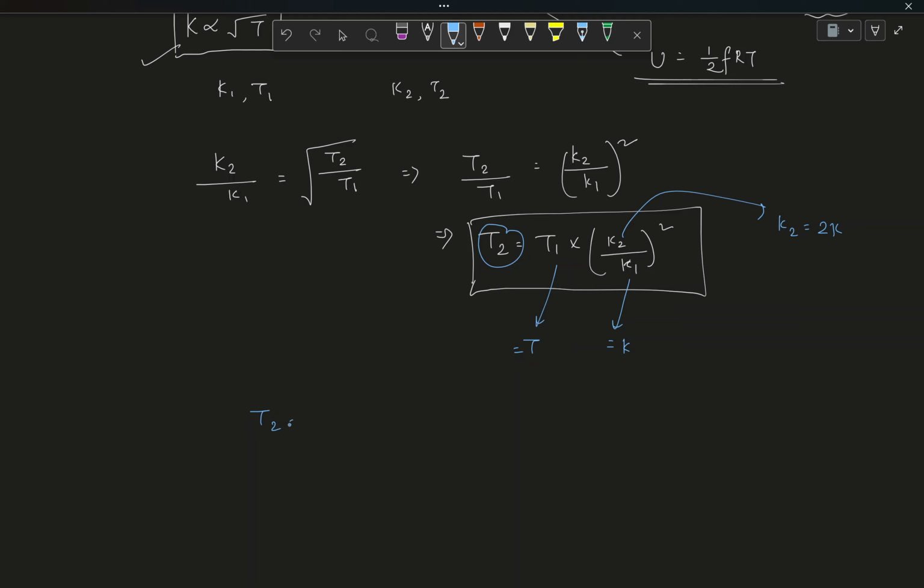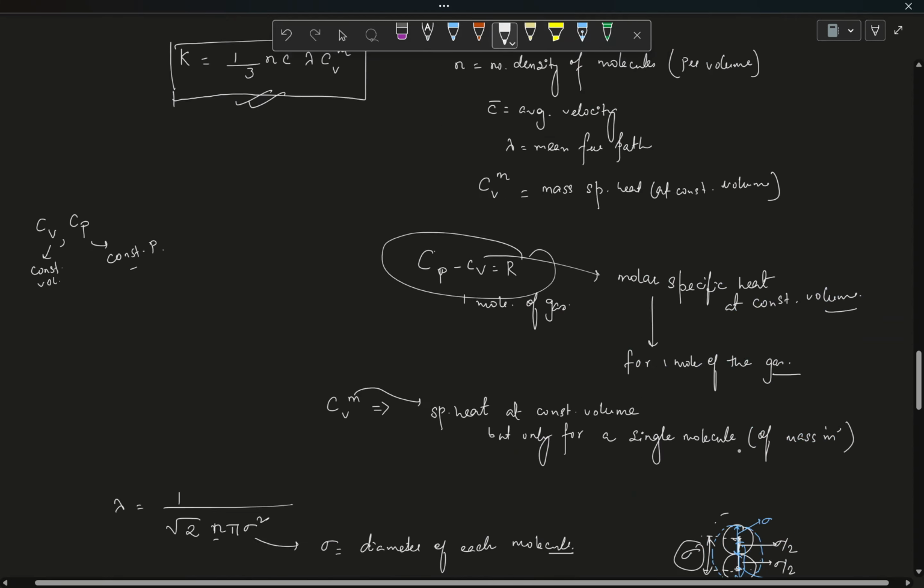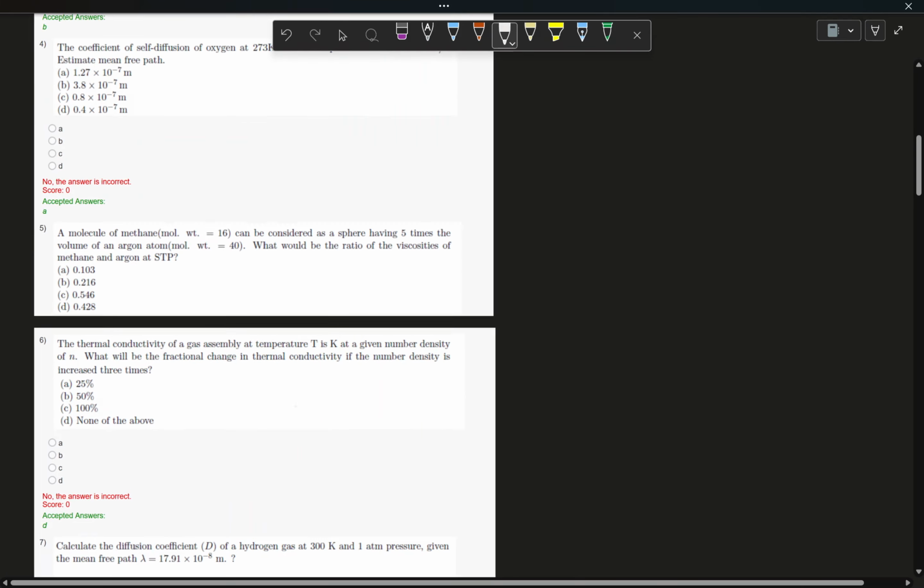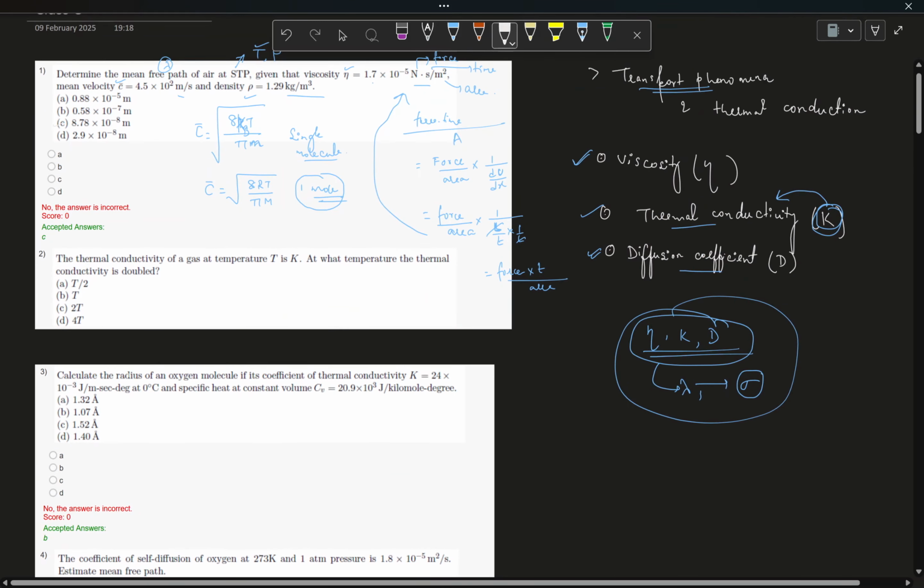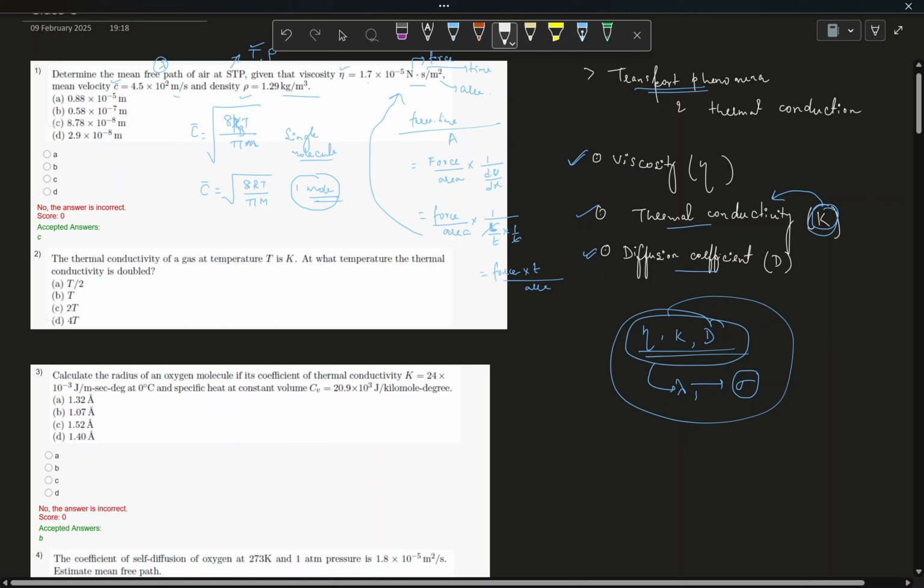So your T2 is basically T1, which is T, so put all the values together. K2 is just 2K and K1 is K, so 2K by K whole squared, this is 2 squared, that means 4T. So you have the T2 value calculated from the question, T2 is equal to 4T. So the temperature will be 4T. Okay, so option number D will be correct.